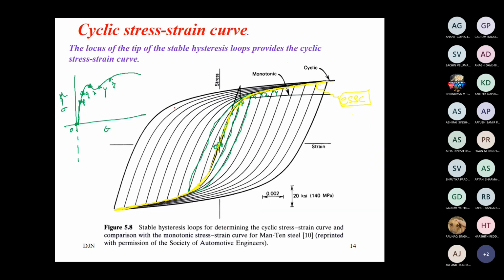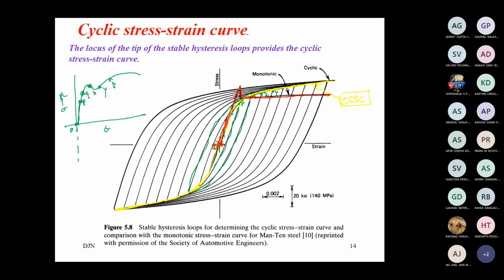I am showing both here on this diagram, starting from the zero position, the origin. You can see a monotonic curve is also shown for your reference, to compare the cyclic properties and the monotonic properties. This is the monotonic curve, which I marked with red color. What I marked here with the yellow color is the cyclic stress strain curve.